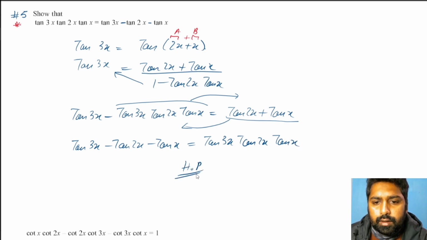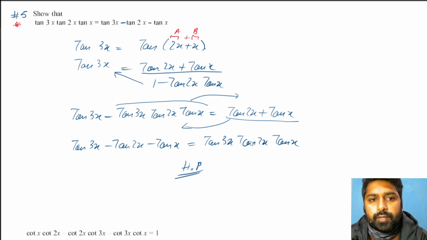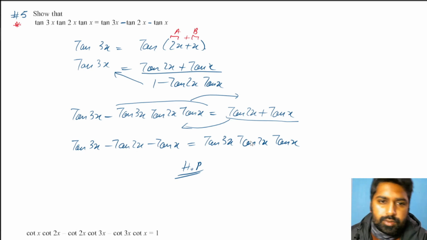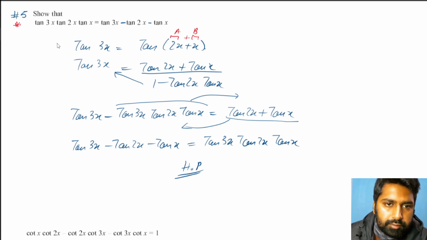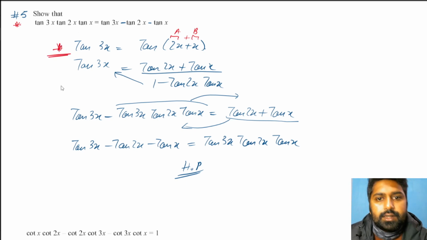So not every single question of trigonometric identity comes from like LHS, RHS. Sometimes the idea is slightly different. So the key step for this question was this first step.